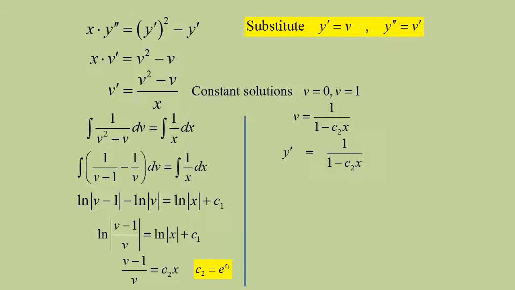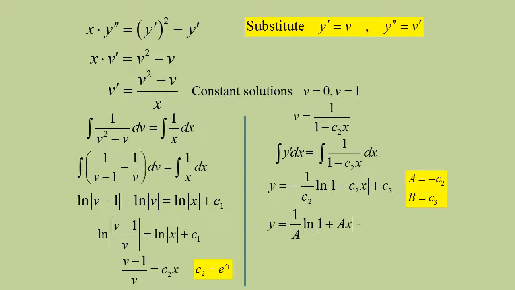Once we get y prime, we integrate and finish solving. We could do some rewriting on this. Again, it's kind of okay like it is. However, we'll use A to be the negative C2 and B to be C3, and we'll come up with a little nicer looking equation.